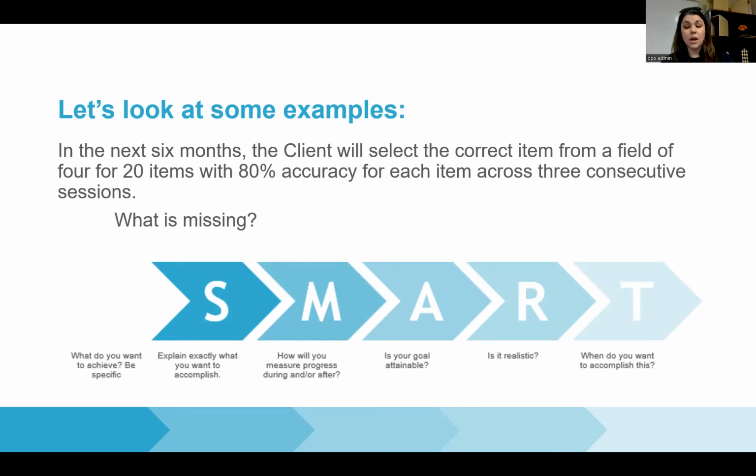And then when do you want to accomplish this by? In the next 6 months. In the next 6 months, I expect this child to be able to do all of this. So this one met all of the criteria for our SMART goal standard.